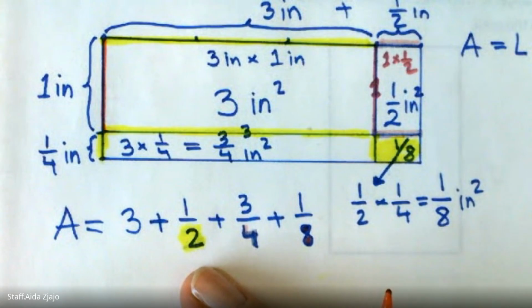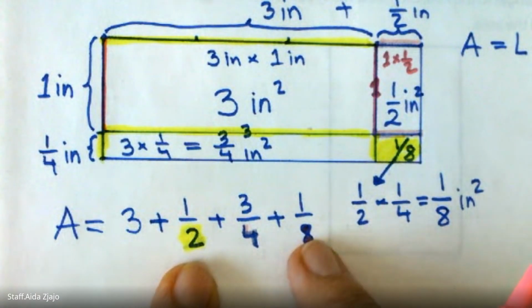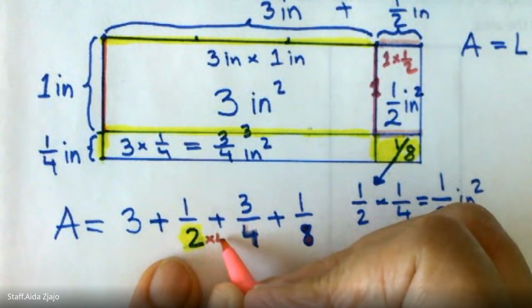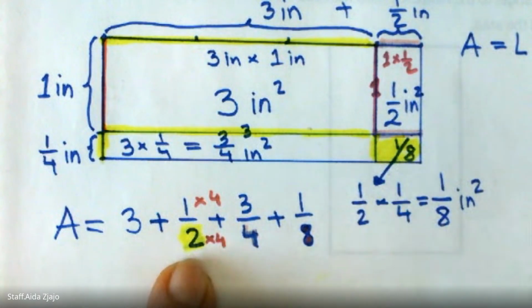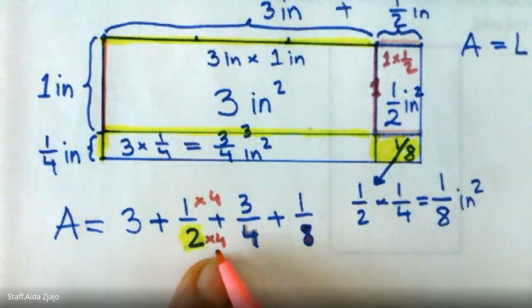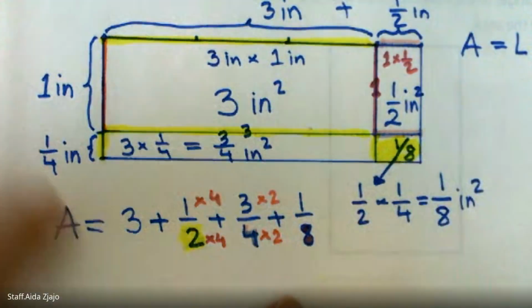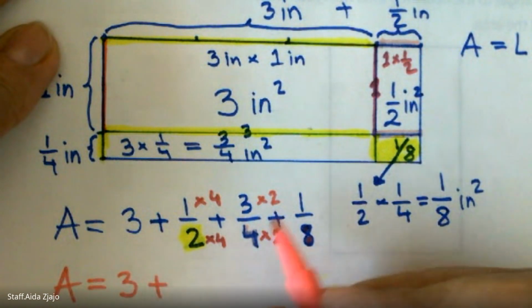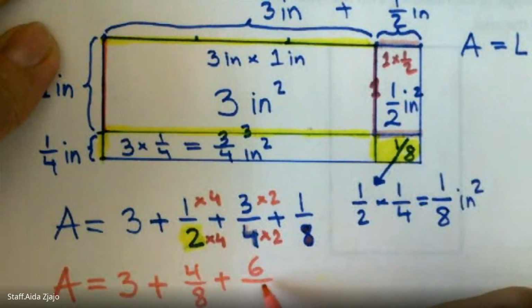I usually look to change everything. You could change everything into the 8s, because I can change easily. 2 times 4 makes 8, and I will do the same thing by cutting halves into the 4 pieces. I'm creating 8s. By cutting 4s into 2 pieces, I will create 8s as well. So my problem is going to be 3 plus 4 8s plus 6 8s plus 1/8.